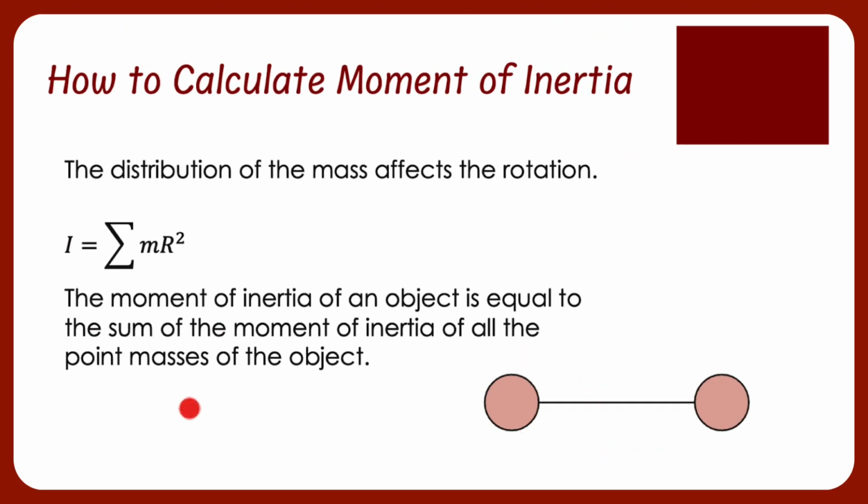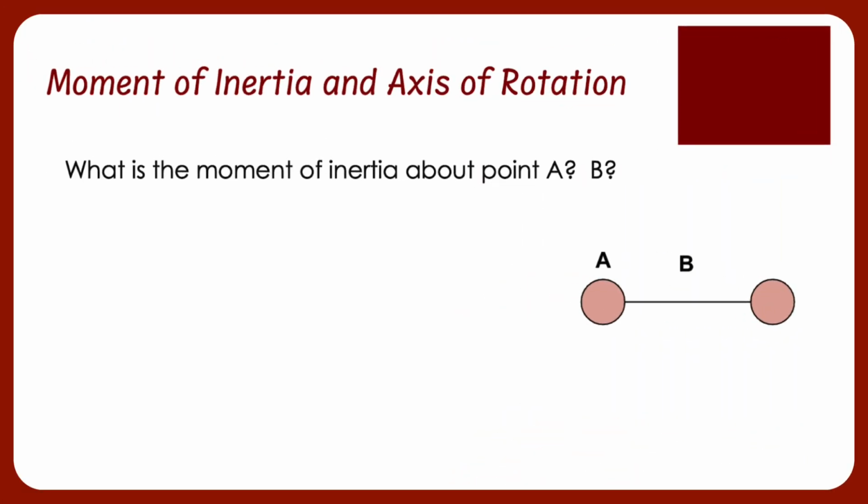So how are we going to calculate this? Well, there's something about the mass and also how far it is from that axis of rotation. And if we want to calculate the moment of inertia, we're going to take each point mass in my object, multiply it by the radius squared. So in other words, the farther it is, the greater the moment of inertia. I'm going to do that for every single point. So let's look at this.